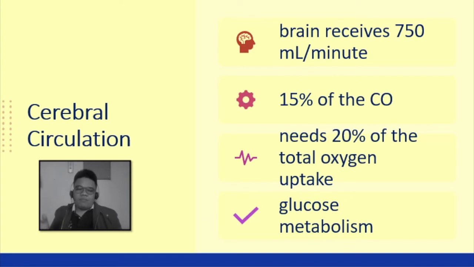Now, class, cerebral circulation. When I say cerebral circulation, this talks about the blood supply of our brain. Our brain needs a lot of blood given the activity that it's doing. Your brain receives about 750 ml of blood per minute, which is about 15% of our cardiac output. So about 15% of the cardiac output goes to the brain to supply the blood it needs. It needs 20% of the total oxygen uptake of our body. So 20% of the oxygen that we breathe in goes to our brain, for the purpose of glucose metabolism. It needs a lot of energy source for glucose metabolism.